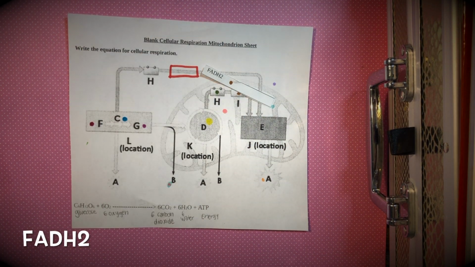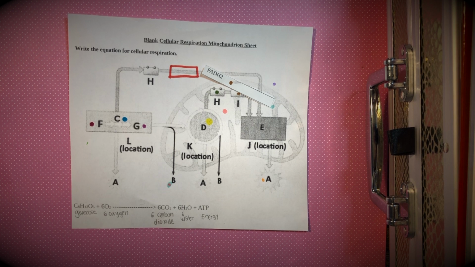FAD, flavin adenine dinucleotide, is a redox cofactor, meaning it helps enzymes catalyze a reaction. It is utilized during the last part of respiration, the electron transport chain.